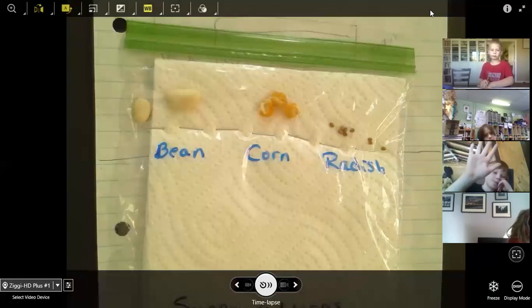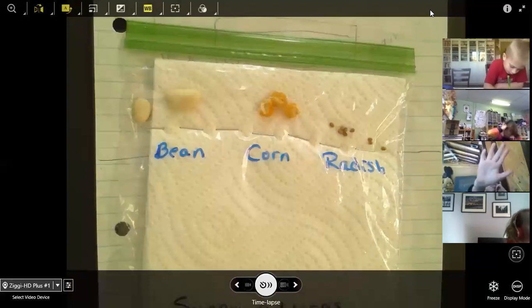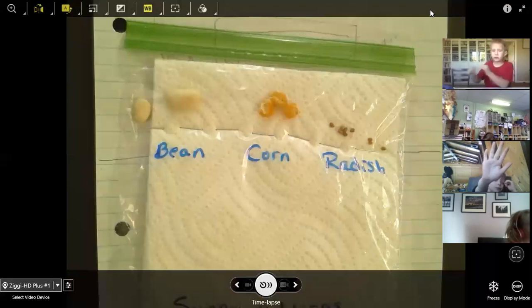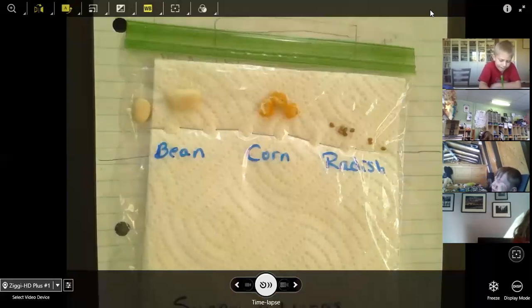Any ideas, Elena? Okay, Elena thinks that the seed's going to open up and a little stem's going to come out. Jensen, what do you think? Jensen, can you unmute? You had your hand up. What do you think's going to happen? I think that the same as Elena. Okay, anything different, Lila? Thank you, Jensen.